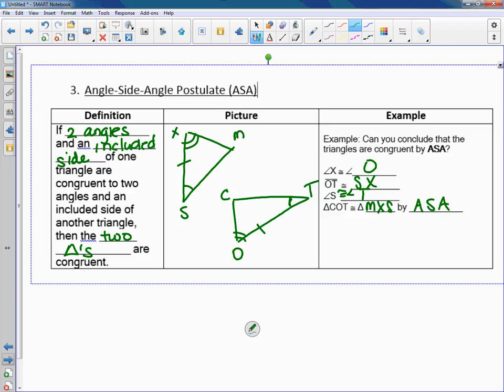If you look at it, you have two angles marked and one side marked. You have to determine if the side is in between the two angles or not in between the two angles. And it is in between the two angles. That's why it's angle, side, angle.